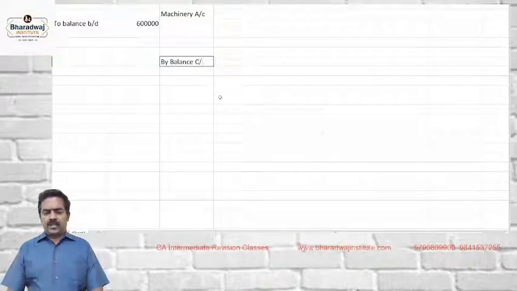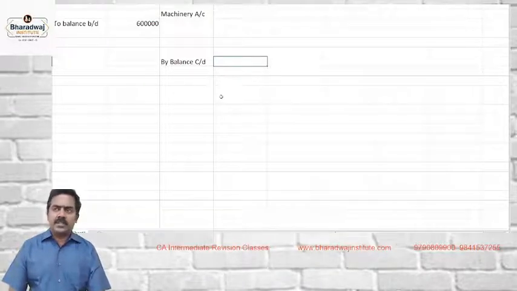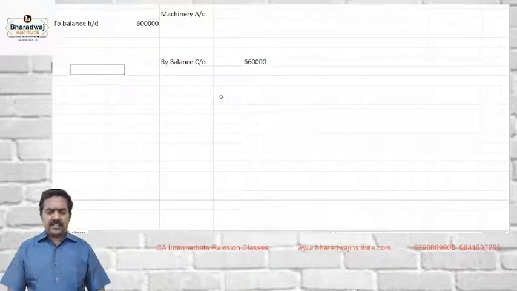You can do it fast. There is no big problem in this. What is the closing balance of machinery? 6 lakhs 60,000.